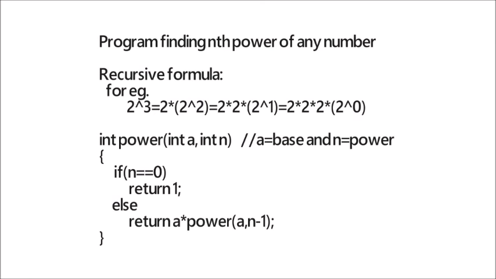Our base case is n equals 0 due to the fact that the 0th power of any number is always 1. And our recursive case is written as a into power(a, n minus 1).